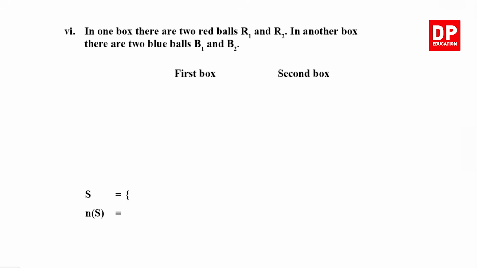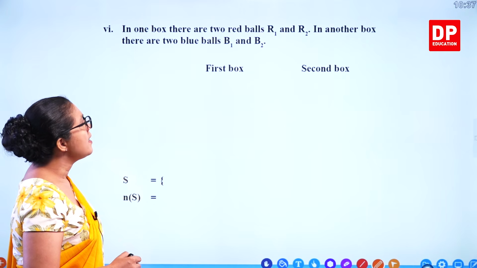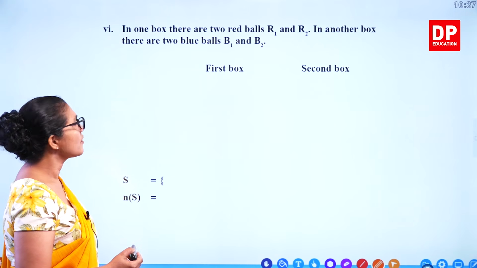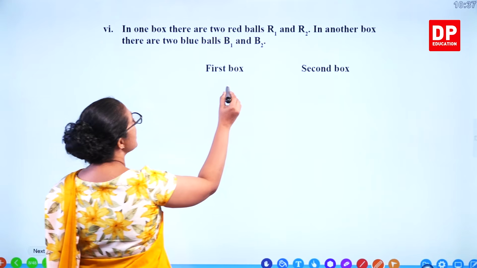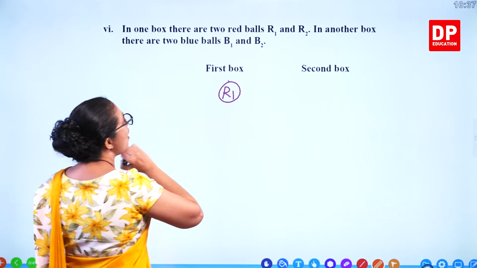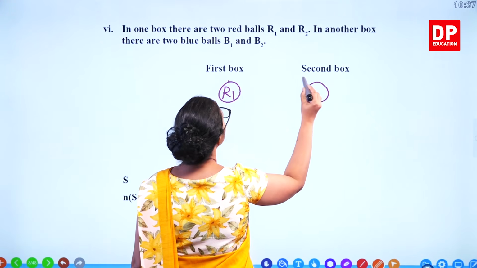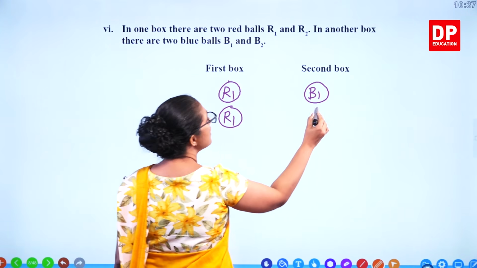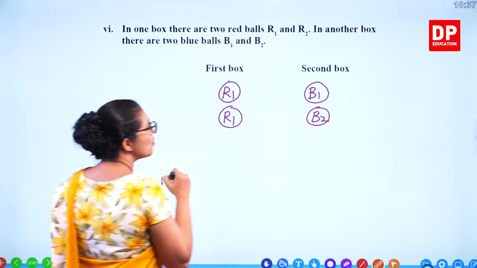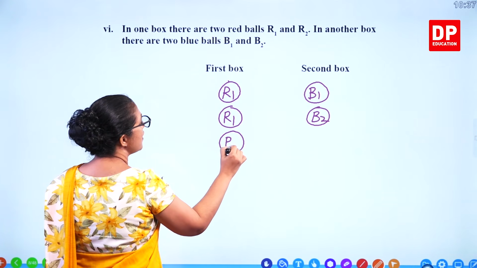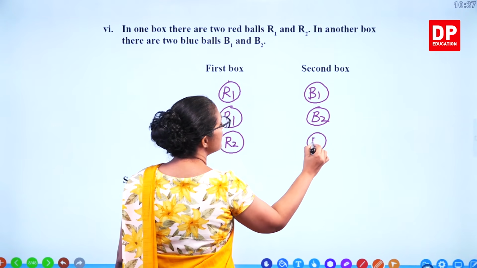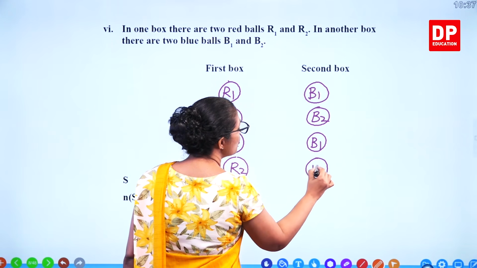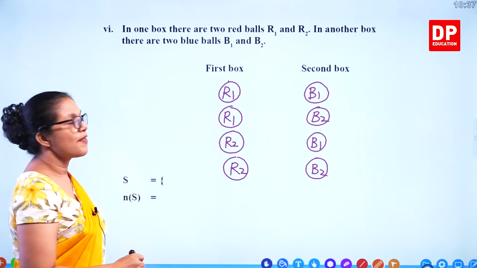In one box there are 2 red balls, R1 and R2. In another box there are 2 blue balls, B1 and B2. So what are the possible outcomes? You can get red 1 with blue 1, and also red 1 with blue 2. And you can get red 2 with blue 1 or red 2 with blue 2. So those are the possibilities.